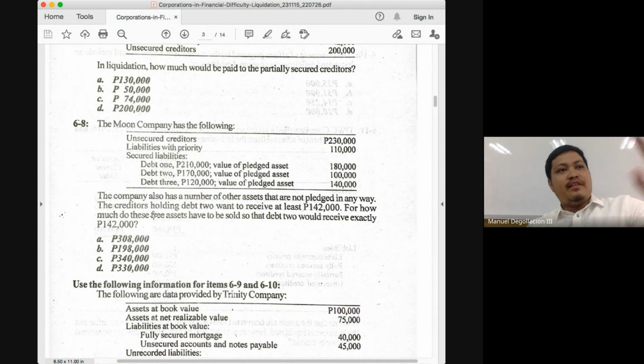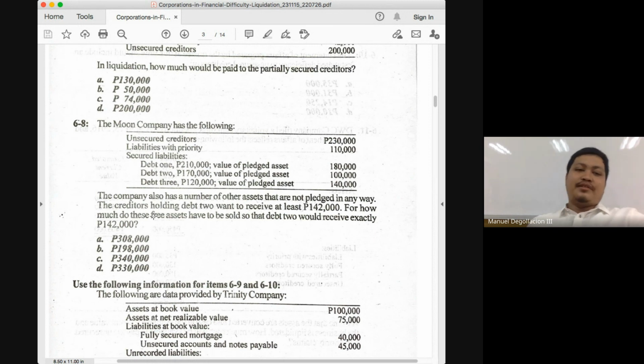So at this point, we have three pledged assets, the 180 and the 100 and the 140, giving you a total of 420. But aside from this 420, the problem tells you that the entity has other assets. But the problem did not tell us the value of those other assets. In the problems we have discussed before, the other assets are given and we need that to solve for the recovery rate. Here, we need to figure out the recovery rate and work back from the recovery rate to determine how much then was the value of your other assets.